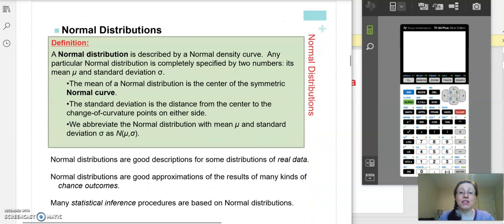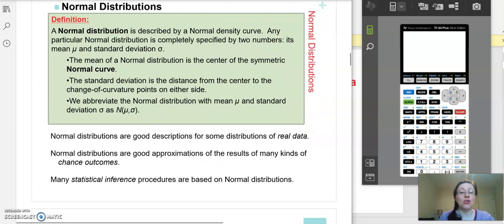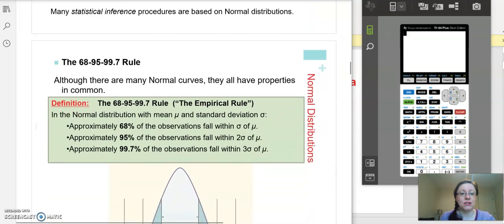So these are just some special things about normal distributions, right? It's a normal density curve defined by mean and standard deviation. Those are the two, we call them parameters, that you need to know everything about a normal distribution, right? The standard deviation is the distance from the center to the change of curvature, the inflection point, on the graph, and that's what standard deviation is.